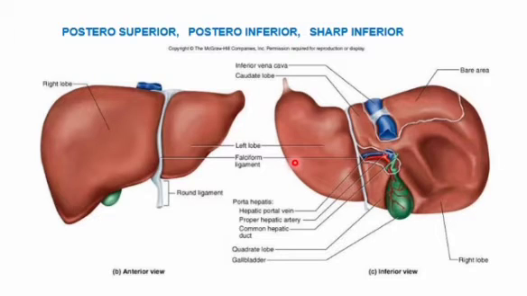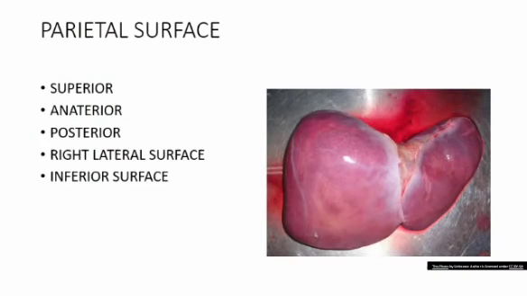So if you want to see the same sharp anterior border in the anterior view, this will be the sharp anterior border. So now we are into the parietal surfaces. I said previously it consists of two surfaces: parietal surface and visceral surface. The parietal surface is covered with the peritoneum, whereas the visceral surface is in relation with organs of the abdomen. The parietal surface is again divided into 5 different surfaces: superior surface, anterior surface, posterior surface, right lateral surface and inferior surface.